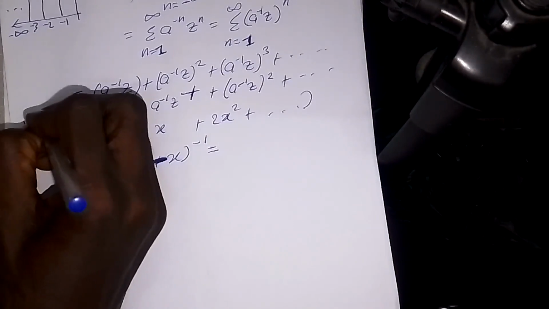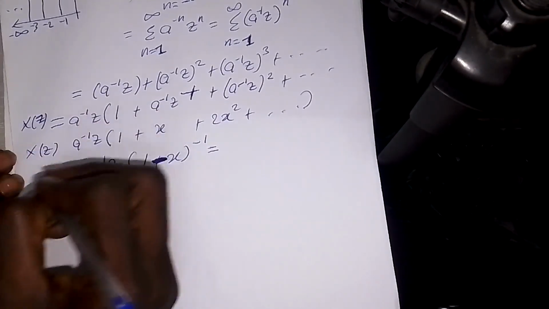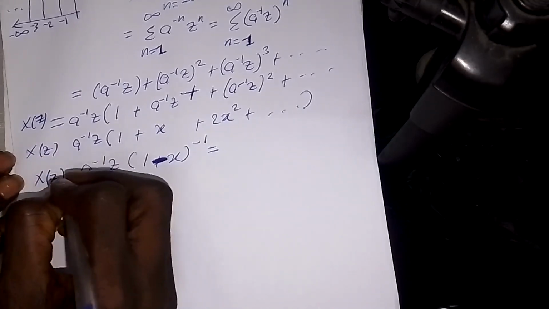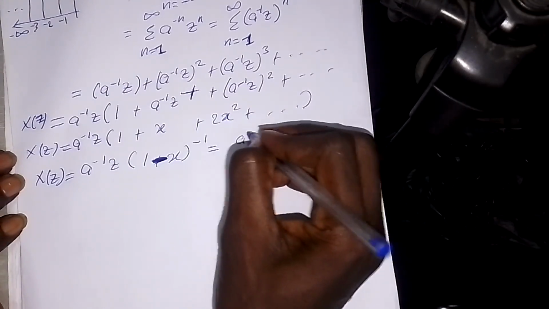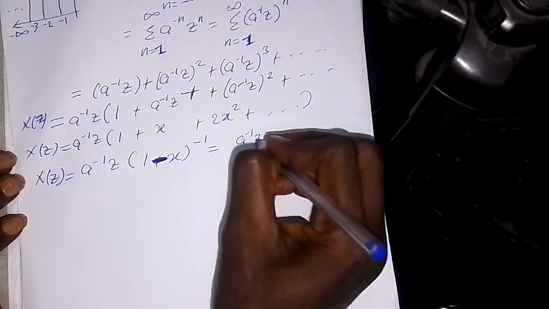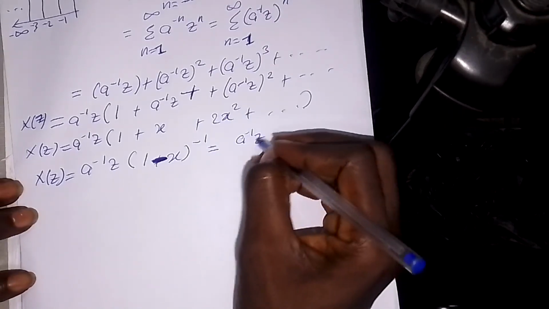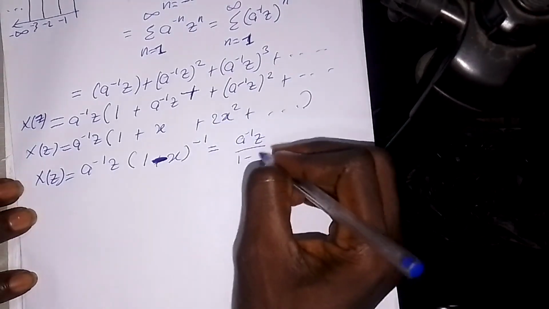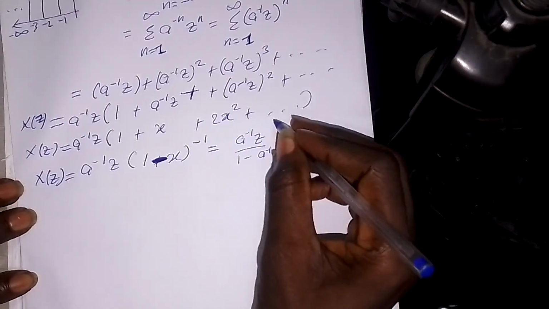Our Z transform is what we're looking for. X of Z is going to be a exponent minus 1 Z over 1 minus a exponent minus 1 Z. Okay, so now what do we do?